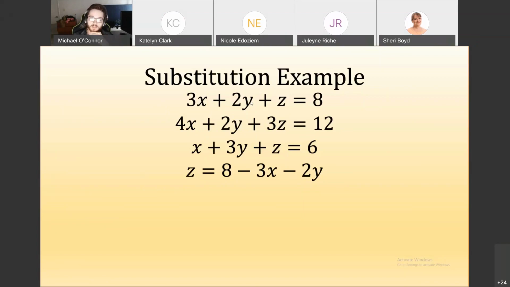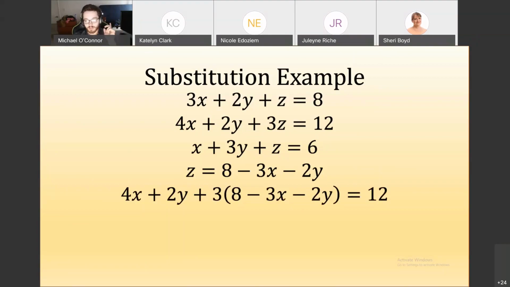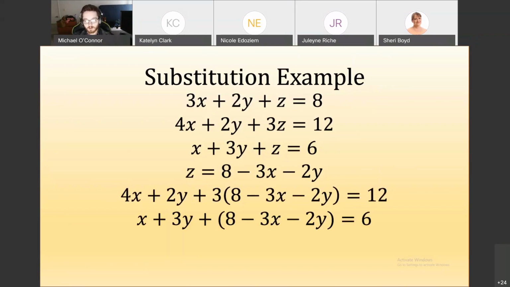So if I plug it into that second one, I get 4x plus 2y plus 3 times (8 minus 3x minus 2y) equals 12. It's in parentheses, so I'm just replacing the z with 8 minus 3x minus 2y. And then I'm plugging it into the third equation, so I get x plus 3y plus 8 minus 3x minus 2y equals 6.